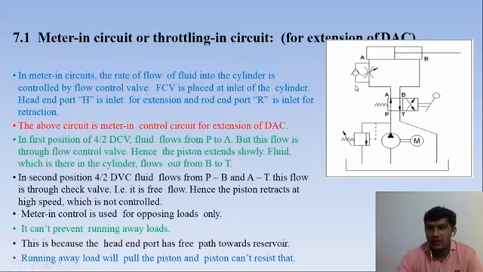For extension in meter in, we are controlling flow at the inlet portion. So it's called the meter in circuit. In the meter in circuit, whenever we start our pump, it is a 4 by 2 direction control valve. So fluid will be passed from P to A, and fluid will be passed to the meter in flow control valve. This is the variable restricted flow control valve. This is the check valve.